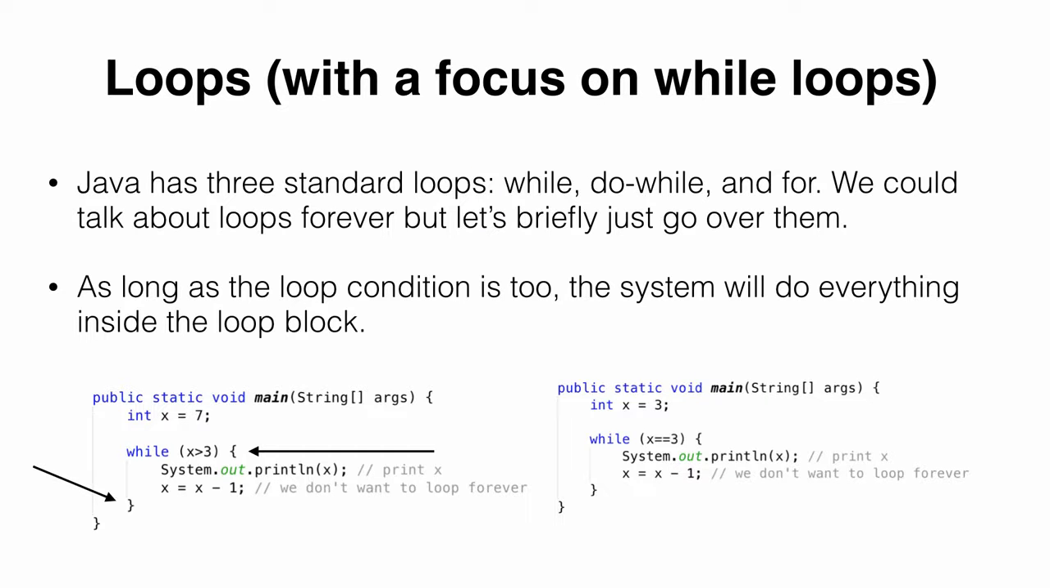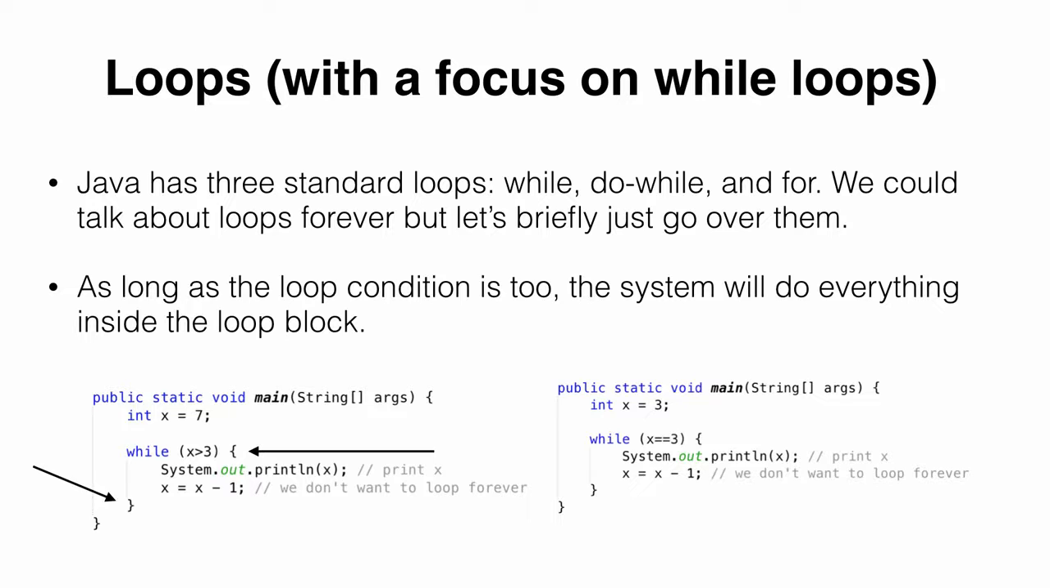As we know, or maybe you do not know, loops in Java, we have three standard loops. We have the while, the do while, and for. Basically, the do while will always run once. We could talk about loops forever, but I just want to briefly go over them because in this particular Java series, I don't want to go over every particular aspect. I really want to dive into some advanced topics.